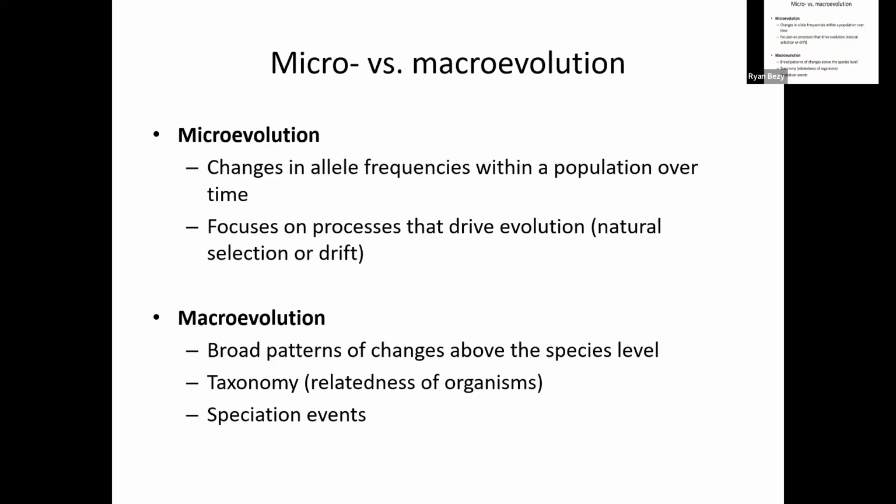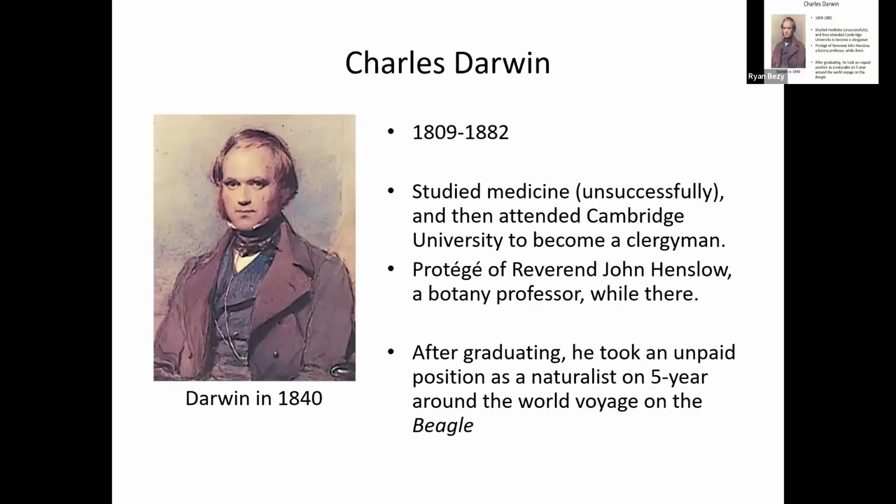Now, with some of this, some historical setup, there's a lot of history when it comes to biology. You have probably all heard of Charles Darwin before. Charles Darwin is credited with first coming up with the theory of evolution. He lived from 1809 to 1882. He actually studied medicine, at first unsuccessfully, and then ended up attending Cambridge University instead to become a clergyman.